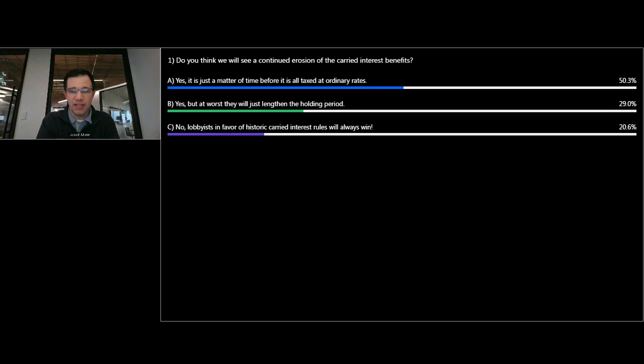It is, of course, carried interest rules are one of those things that are perceived as the proverbial loophole in the tax code, and so it gets a lot of attention. So we will just have to see how this all plays out.